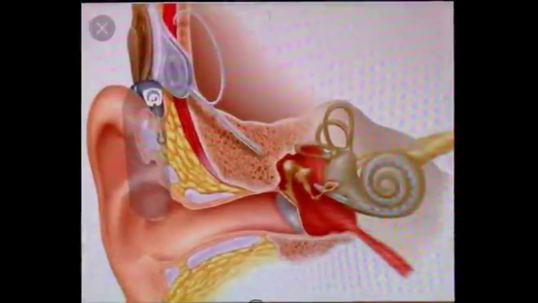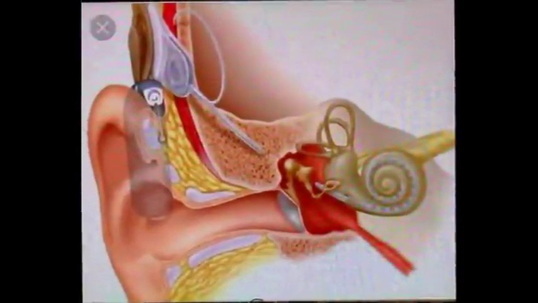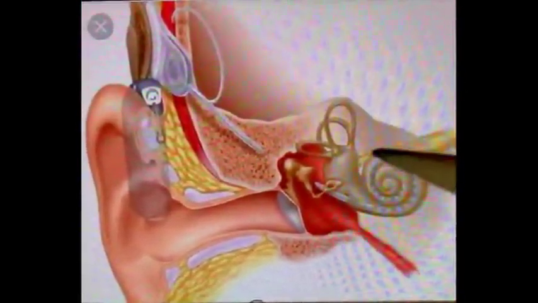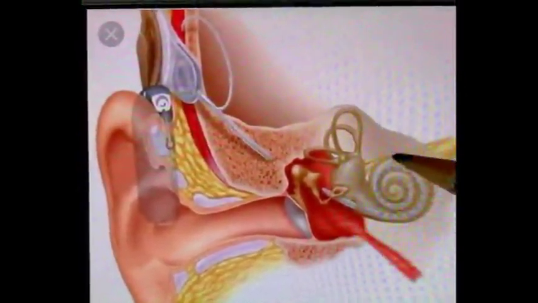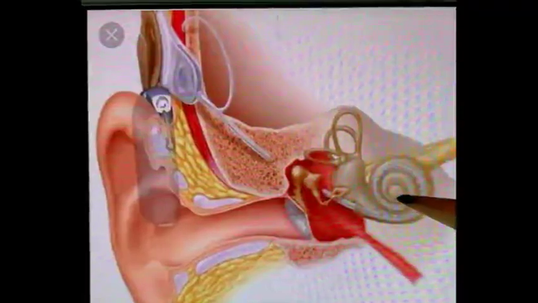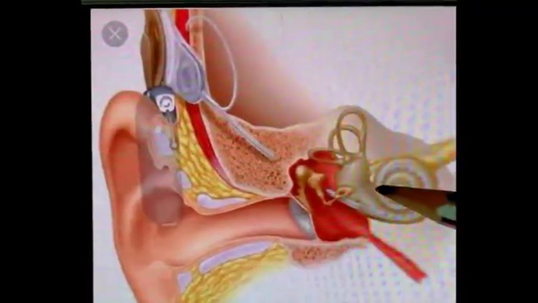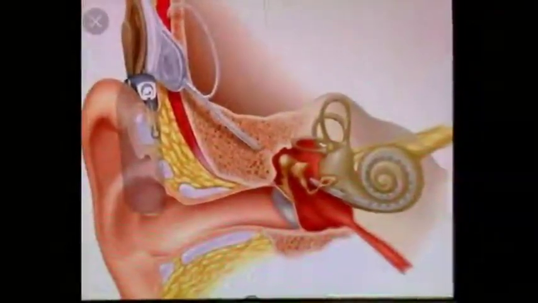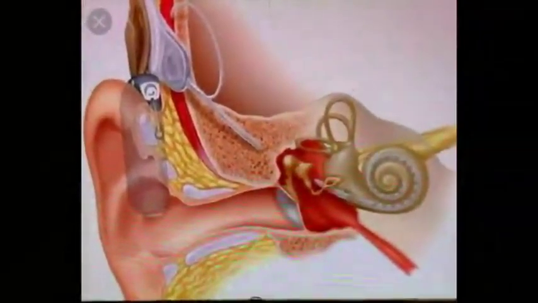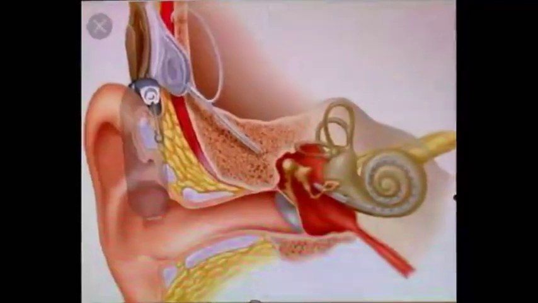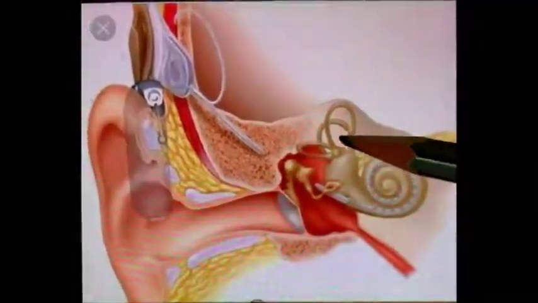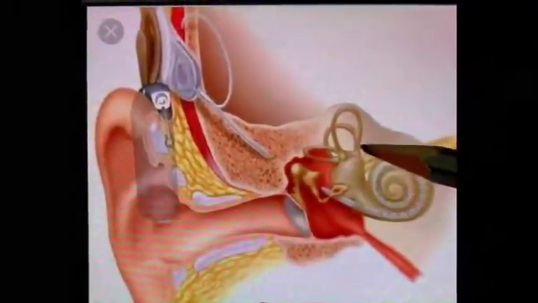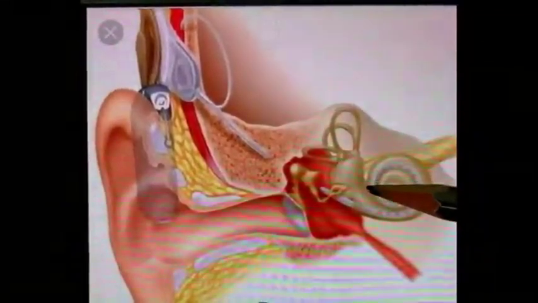Hello students, today let us come to the next part of the ear, that is the internal ear. Internal ear is also known as labyrinth. It lies in the petrous part of the temporal bone. Labyrinth is made up of a bony labyrinth and membranous labyrinth.